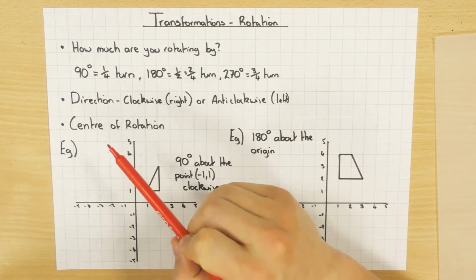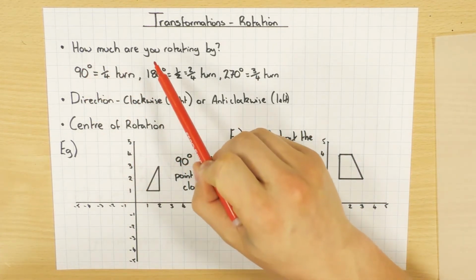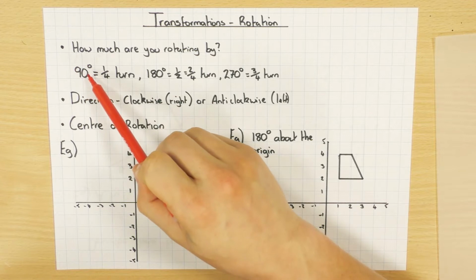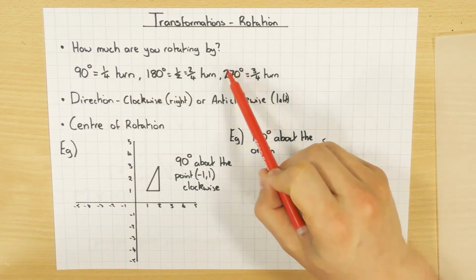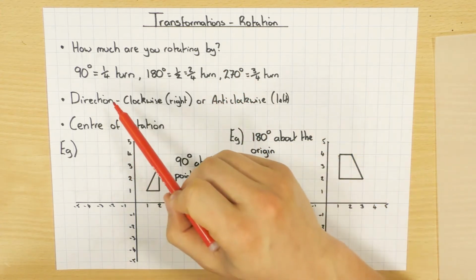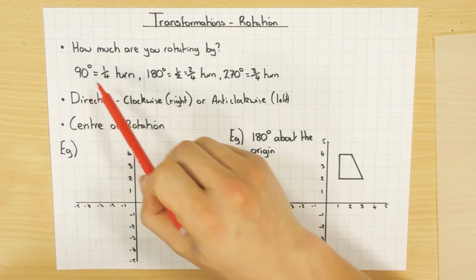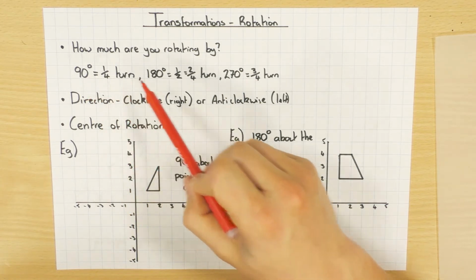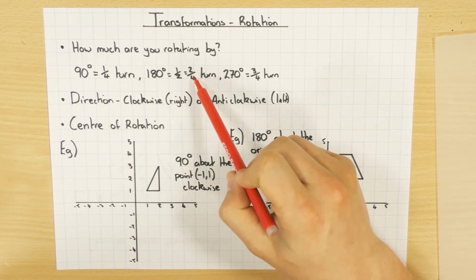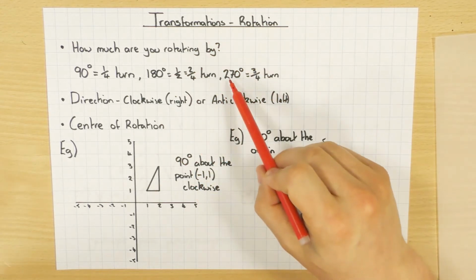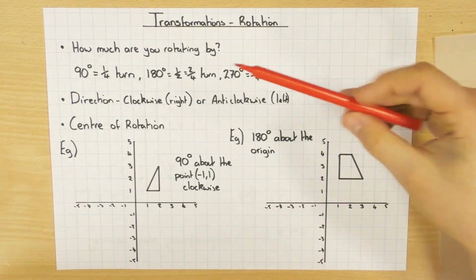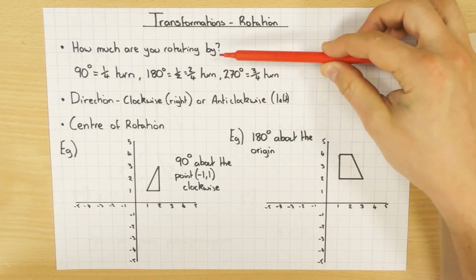So things you need to know for rotation: you need to know how much you're going to rotate it by. Now, the way this gets described is you get an angle. So you've got 90 degrees, 180 degrees, and sometimes, rarely, but you could have it as 270 degrees. So each one of these, what do they mean? Well, 90 degrees means you do a quarter of a turn. 180 degrees means you do half a turn. Sometimes it's easier to think of it as 2 quarters, so you're rotating it twice. And then 270, 3 quarters, so you're rotating it like 3 times round. Okay, so that's the first thing you need to know, is how much are you rotating it by.